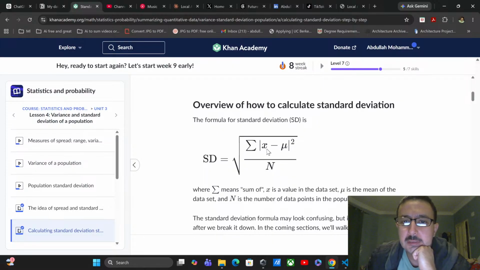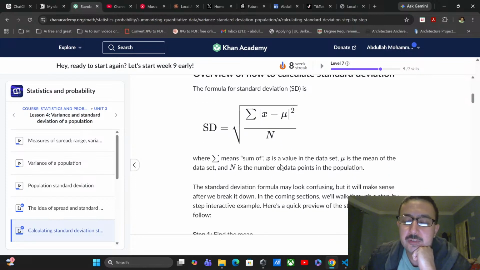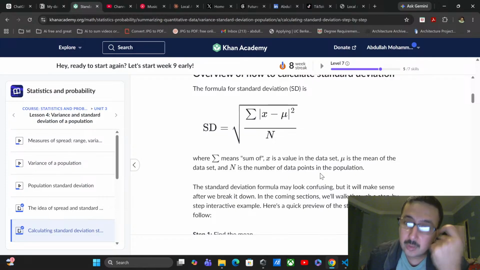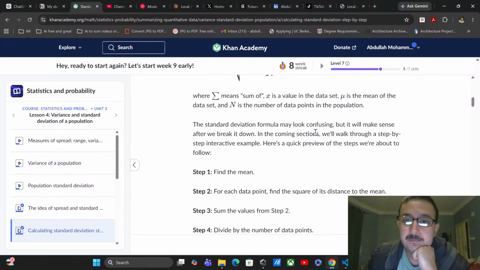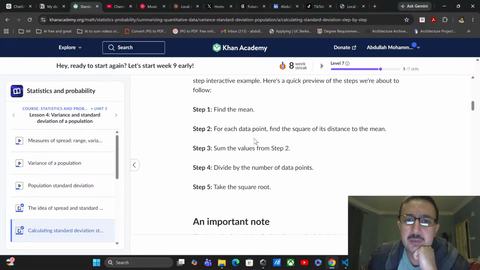Sigma x minus the mean square over n number of times. Sum of the value of that z minus the mean of that z, over the data points in the population. After we break it down into the common sections, we'll walk through a step by step. Find the mean, find each data point, sum.